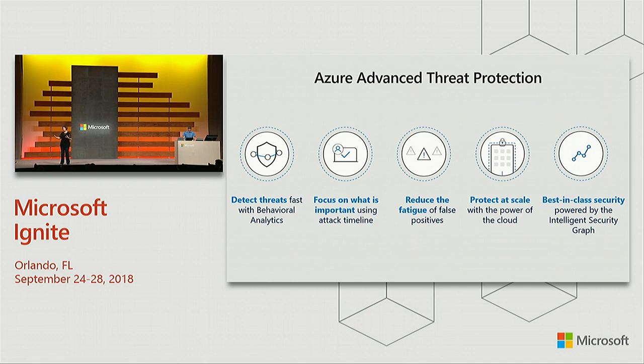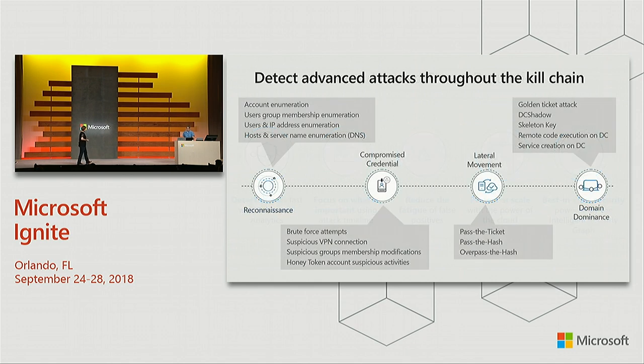And of course, like all good Microsoft threat protection products, we're getting threat intelligence information from the rest of the Microsoft network. So we're using the power of the intelligent security graph to add intelligence to those detections to make them as accurate as possible. That's just a summary of what Azure ATP does.